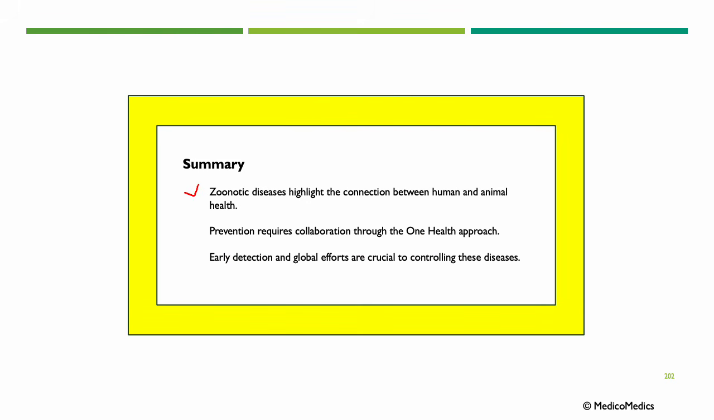So in summary then, zoonotic diseases highlight the connection between human and animal health. Prevention requires collaboration through the One Health approach. Early detection and global efforts are crucial to controlling these diseases.